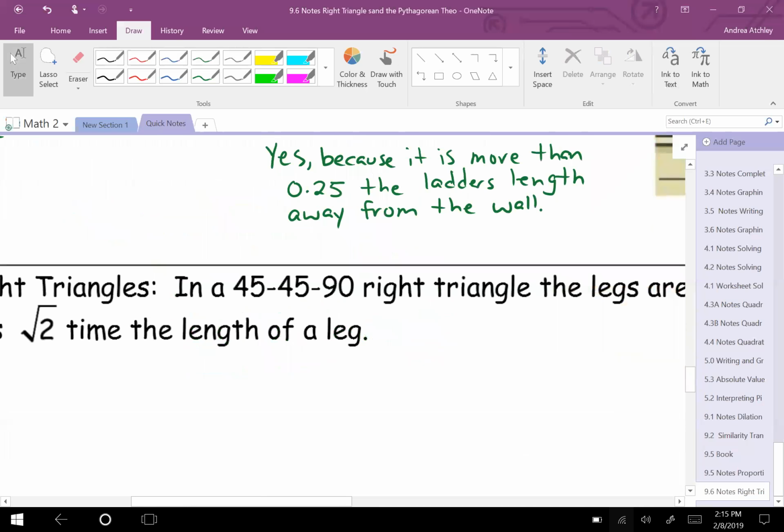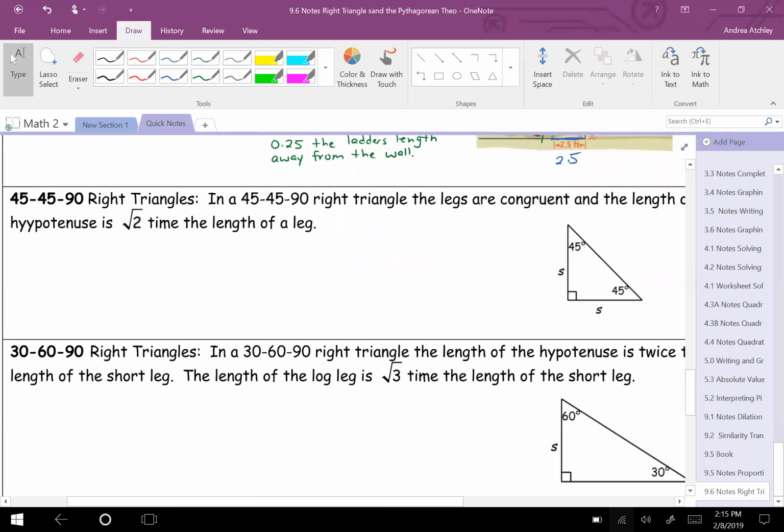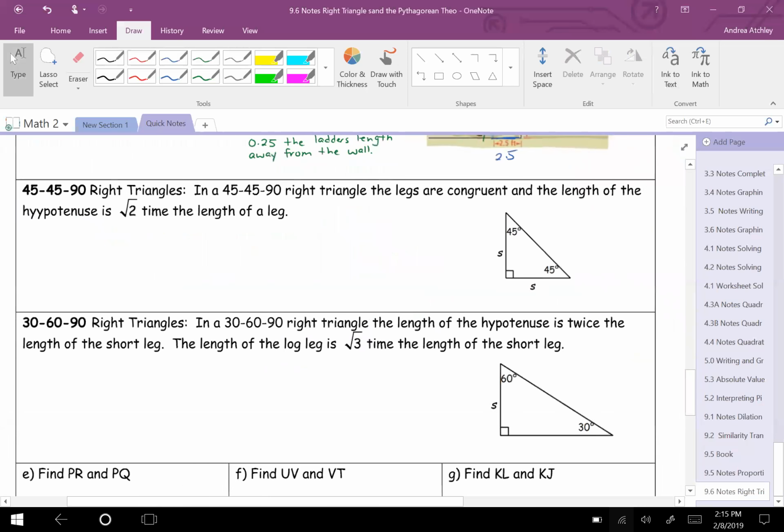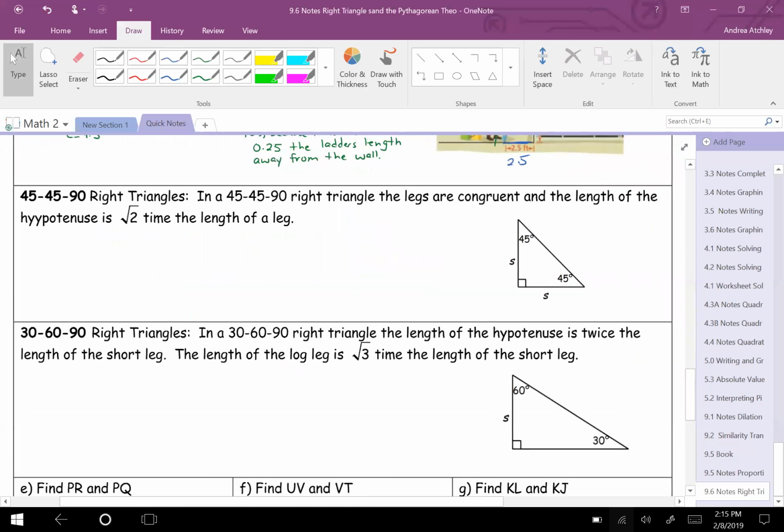Okay, now we're going to go on to special right triangles. These special right triangles will be used in all the upper math courses. You will see this in trig. It's really important for trig. You'll see it in pre-cal, and next year in Math 3. So these are the special right triangles that we're going to introduce to you today.